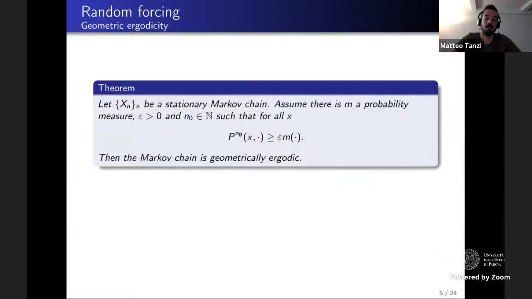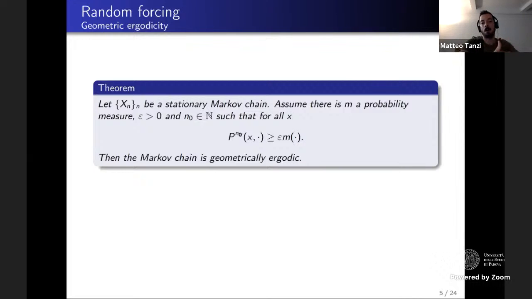Now the question is, how do we decide whether the Markov chain generated by a randomly forced system is geometrically ergodic or not? There are criteria. The classical literature on geometric ergodicity of Markov chains gives us, for example, a result that proves geometric ergodicity: if we have a stationary Markov chain and we assume that there is a probability measure m such that there exist an epsilon and a number n0 such that the transition probabilities at time n0 are all larger than or equal to epsilon times this probability measure. In other words, no matter the x you're starting from, if you wait n0 steps, all the transition probabilities starting from any x will share a common measure.